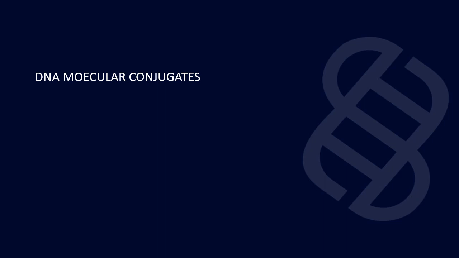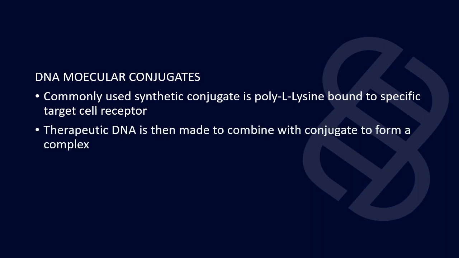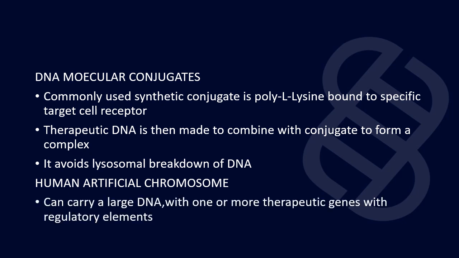DNA molecular conjugates. This is another type of non-viral vector system. This is a commonly used synthetic conjugate which is called poly-L-lysine which is bound to a specific target cell receptor. Therapeutic DNA is then made to combine with the conjugate to form a complex. This avoids lysosomal breakdown of the DNA. Other type is the human artificial chromosome. This can carry a large DNA with one or more therapeutic genes with regulatory elements.